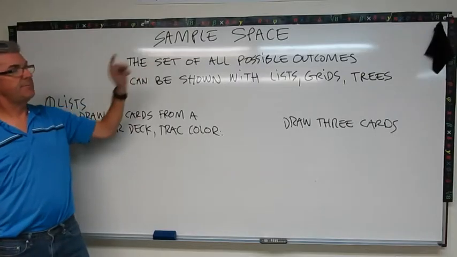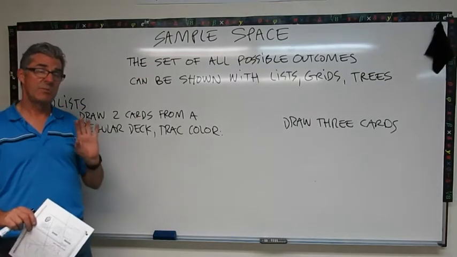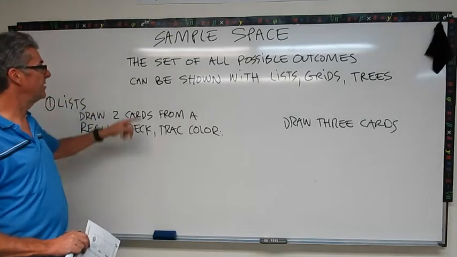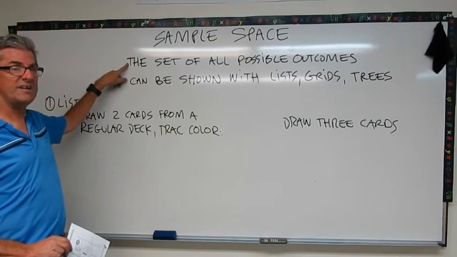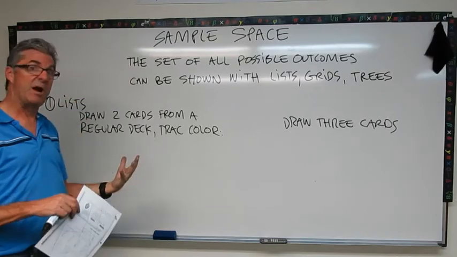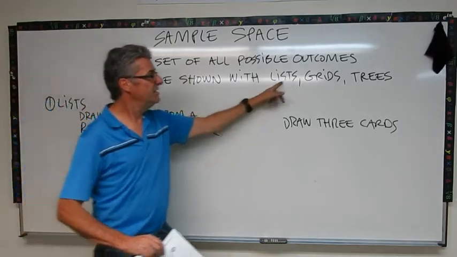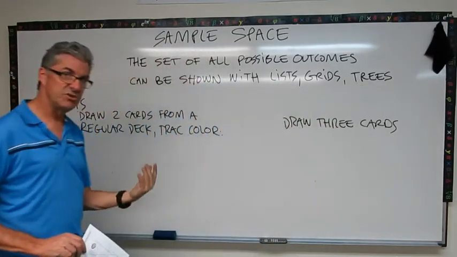Today's topic, sample space. Sample space is another probability vocab word. This comes in mostly in experimental probability. This is the set of all possible outcomes for whatever experiment it is that we're doing. We can show sample space three ways, with lists, grids, and trees. I'm going to show you each of those.